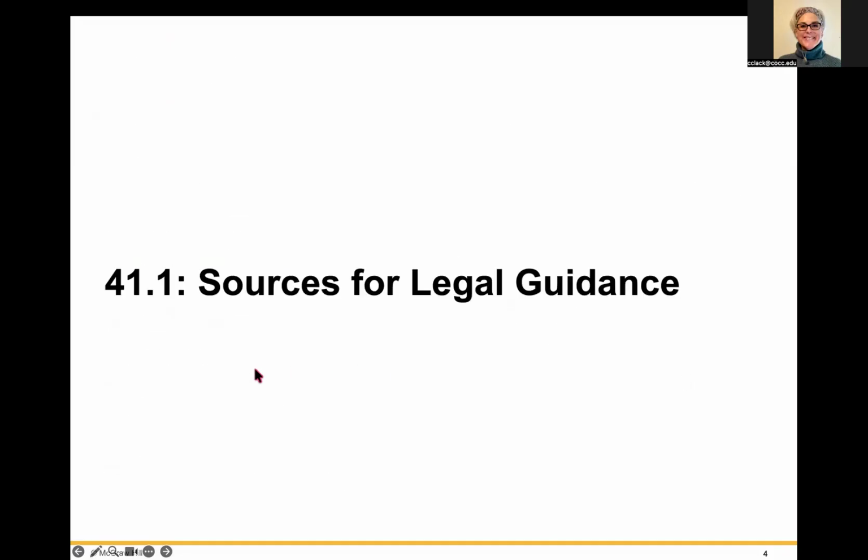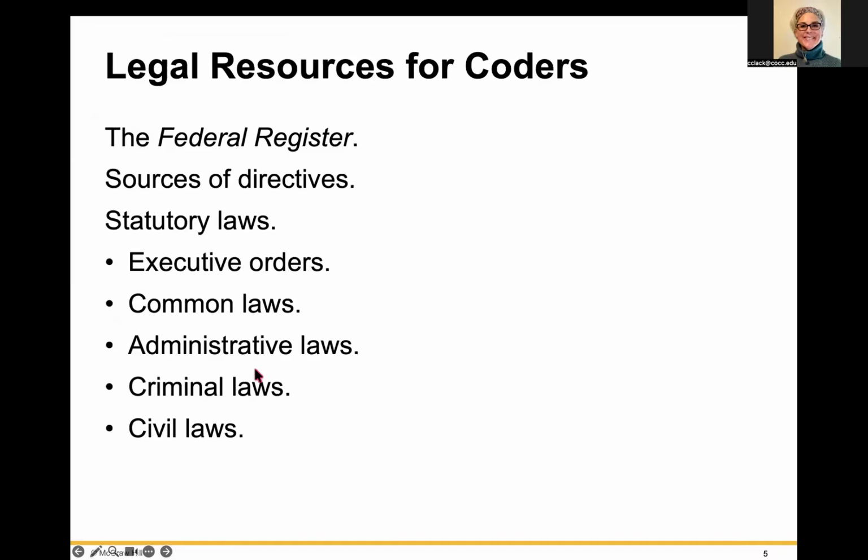This is our first section, sources for legal guidance. Think of this as the where did the rules come from map. If you know your source, you know how strong the rule is and who enforces it.